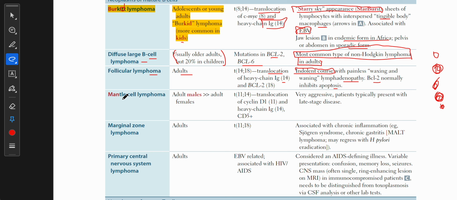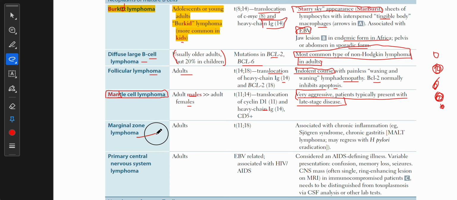So there is mantle cell lymphoma. You have to remember that the name already has 'man' in it, so the predisposition is more in men, adult males greater than adult females. Translocation is of cyclin D1 and heavy chain immunoglobulin 14, and CD5 positive is the case. This is a very aggressive case, and patients typically present with late stage disease. It has a very aggressive course, mantle cell lymphoma.